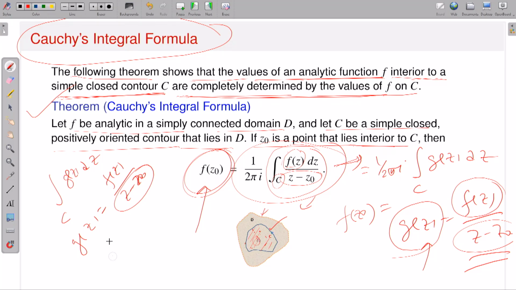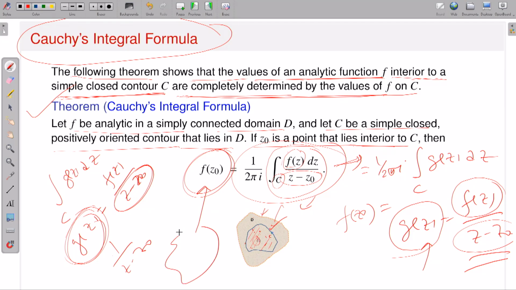So at the point z naught, this function 1 by z minus z naught is not analytic because there will be a singularity at z naught. Except at z naught my function is analytic, but I cannot say that my function g is analytic on the domain D, because at the point z naught the denominator will have a problem. So I cannot say g is analytic on whole D, but I can say that g is analytic on the domain D minus z naught.